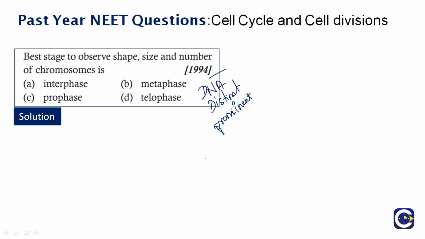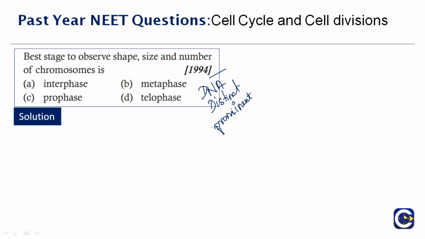Only when the chromosome is distinct or prominently present, only then you can count it. During metaphase, the centromeres of the chromosomes lie on the equatorial plate according to their size and the spatial arrangement. Therefore, the best stage to observe the size, shape and number of chromosomes is during the metaphase.